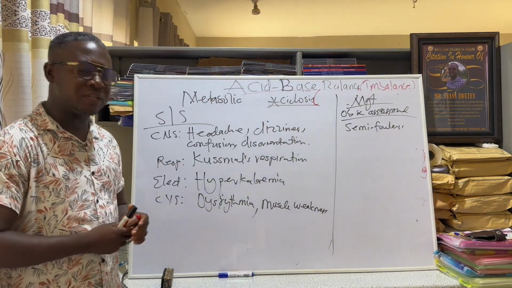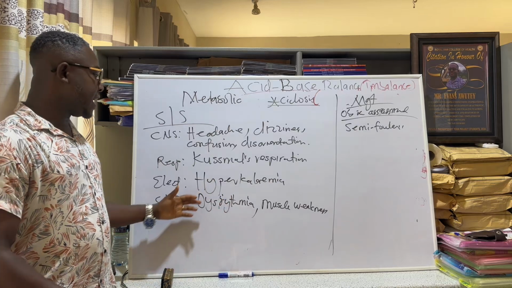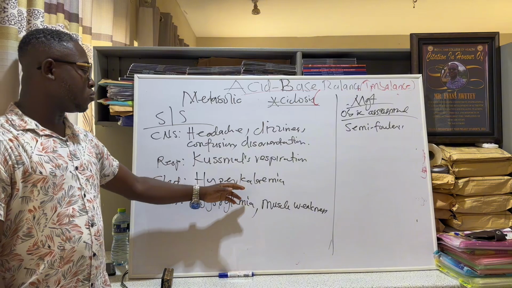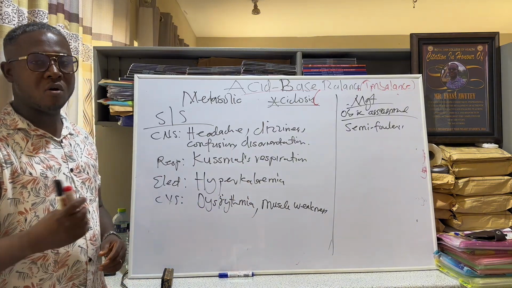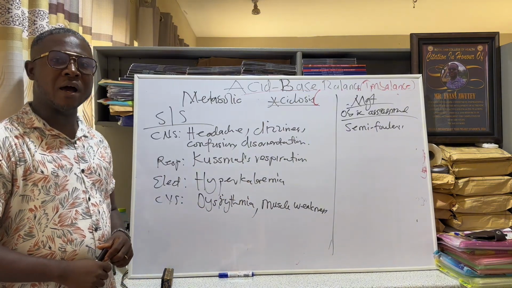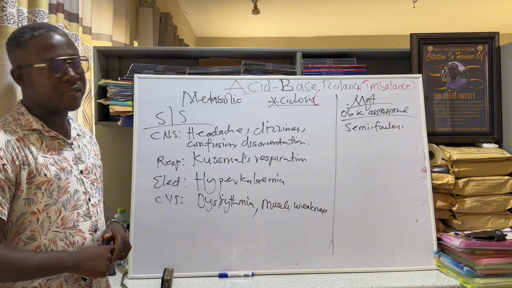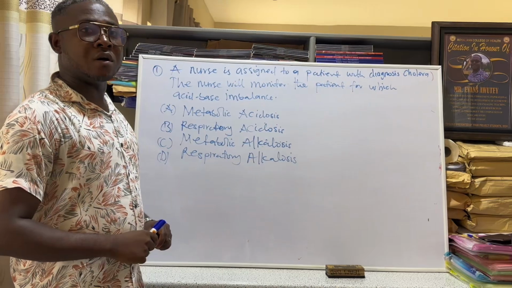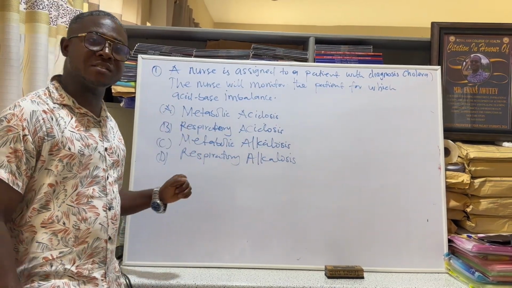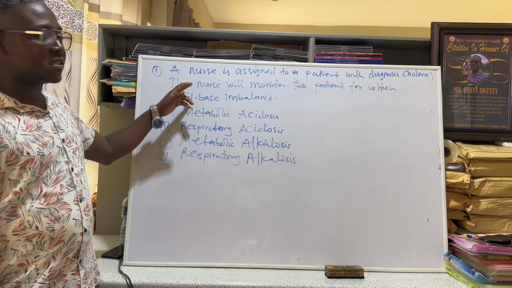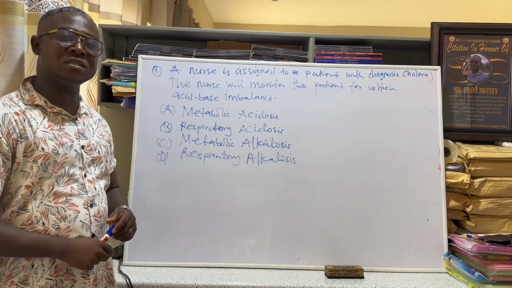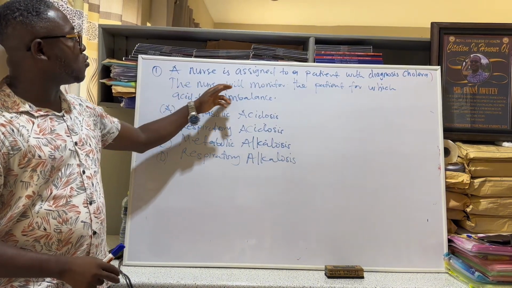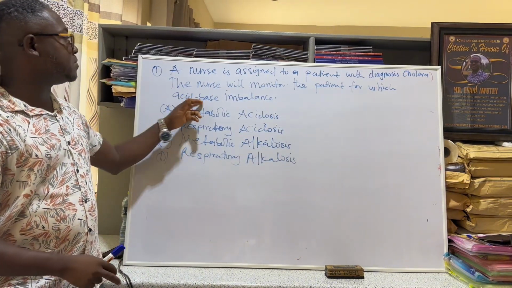Then again, we also need to take blood sample to measure the electrolytes. And here we are interested in the potassium level, okay? So that we know whether there is hyperkalemia or there is a normal potassium level in the blood. All right, so let's quiz ourselves with this question. When we say a nurse is assigned to a patient with the diagnosis of cholera, the nurse will monitor the patient for which acid-base imbalance.